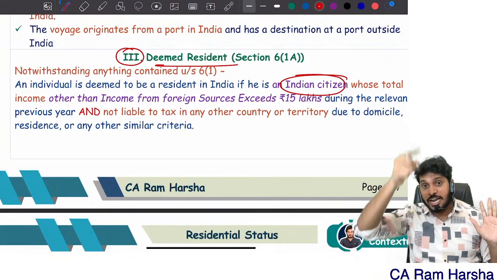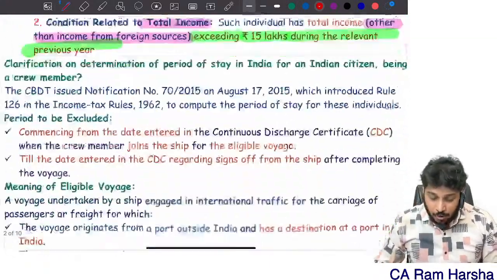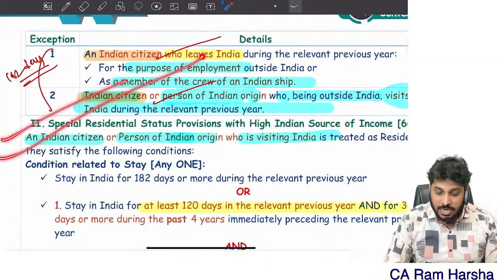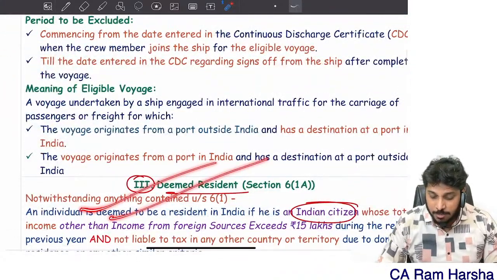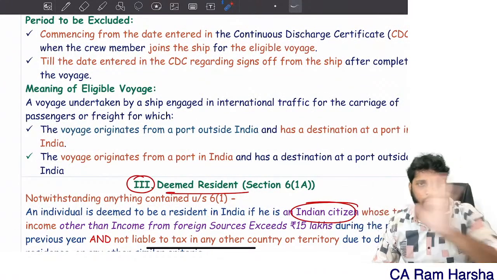Sir, suppose in any of these three, one is satisfied, sir. That is not a correct interpretation. Suppose he became a resident as per category 2, or he became a resident as per deemed resident. He is always RNOR.